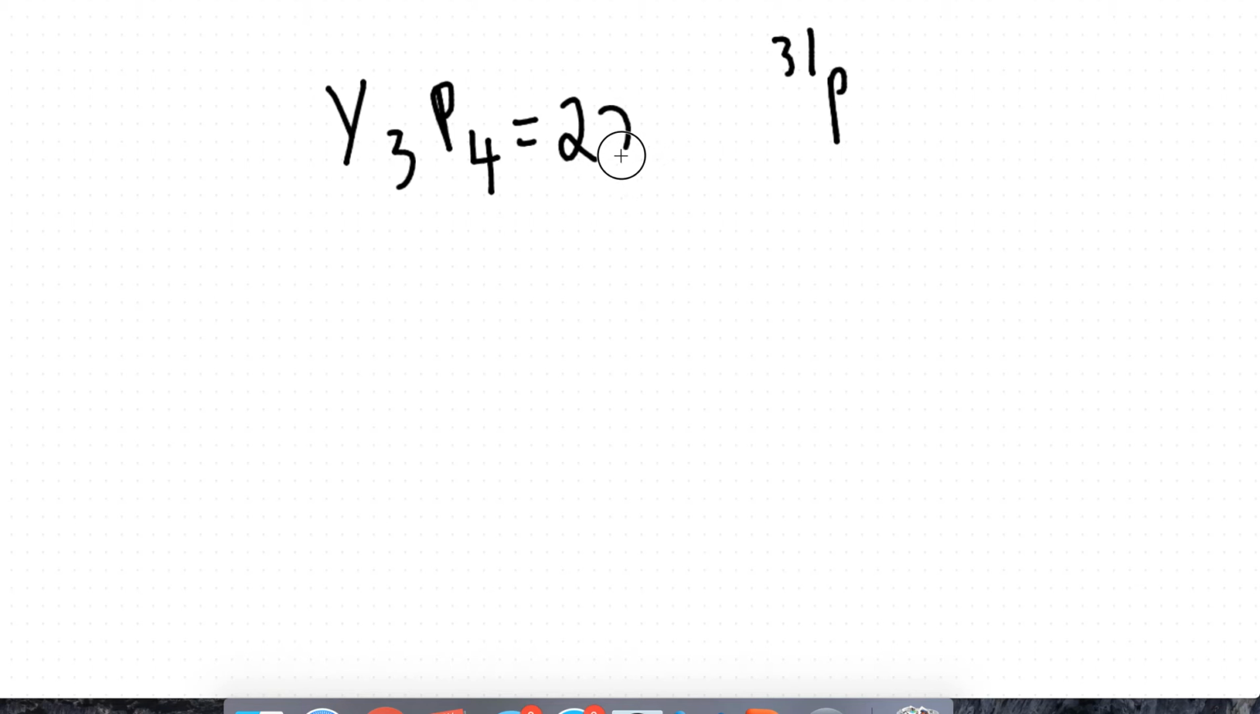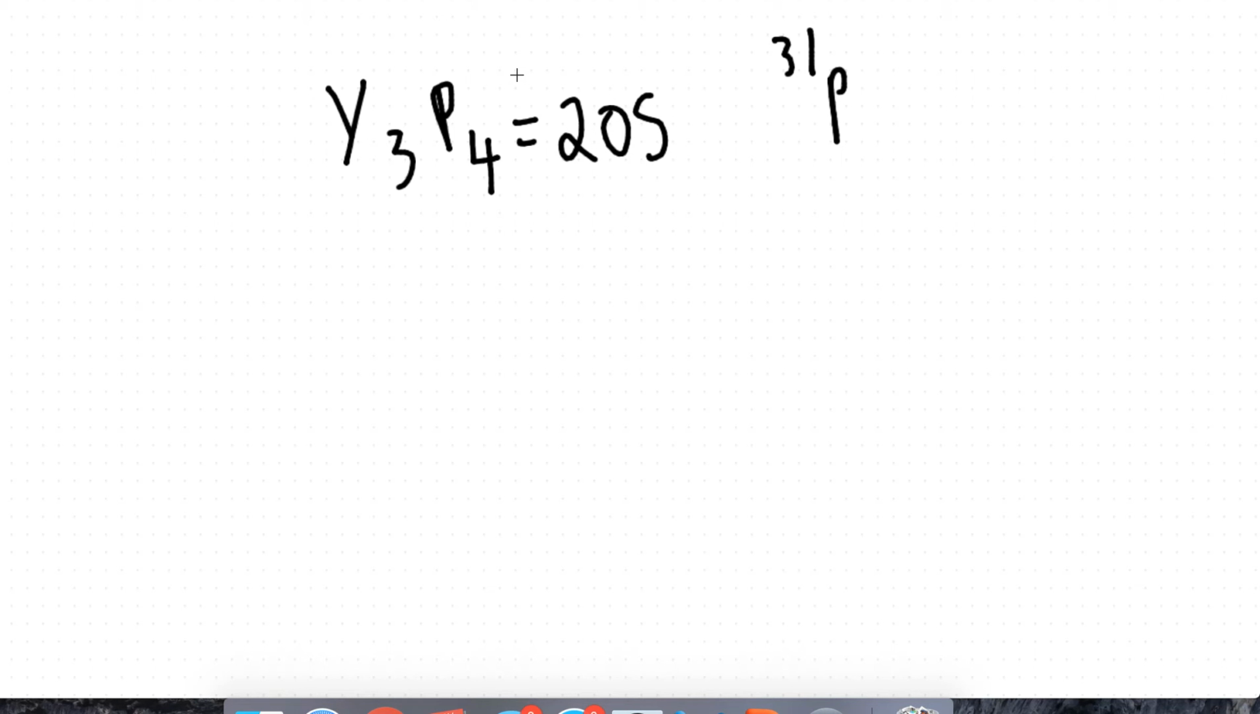So write this down, students. The relative formula mass of a compound with the formula Y3P4 is 205. Calculate the relative mass of element Y, and they've given us the atomic mass of P to be 31. So let's think about this for a second. I said the formula mass of Y3P4 equals 205, correct? Now, how do we get this 205?